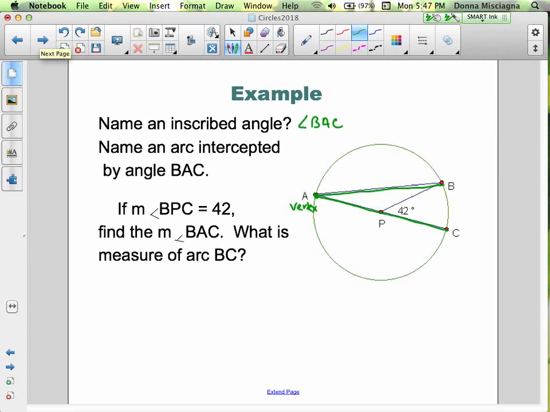Name an arc intercepted by angle BAC. Well, the arc that's intercepted by angle BAC is between the endpoints of the angle, where that angle intercepts the circle. So that would be arc BC. So you can add that to your notes. If the measure of angle BPC is 42, find the measure of angle BAC, and what's the measure of arc BC? So let's solve for this one here.